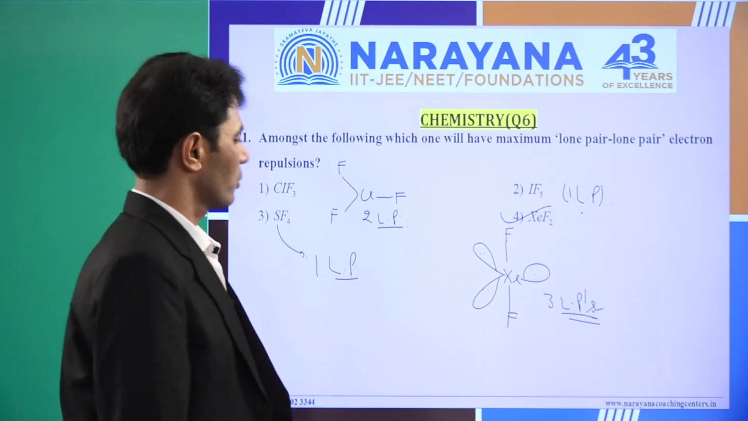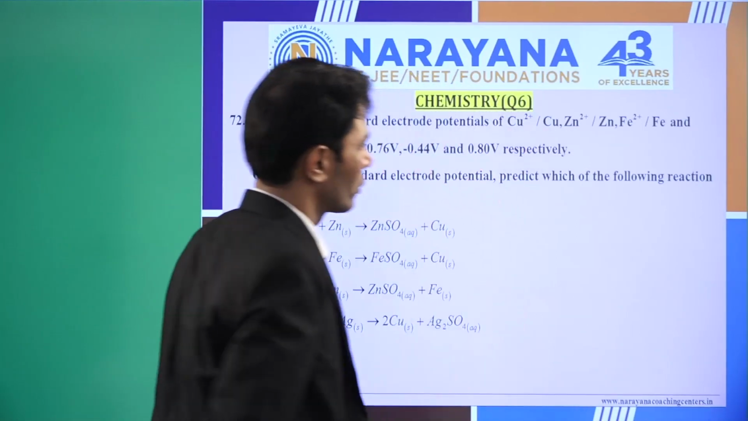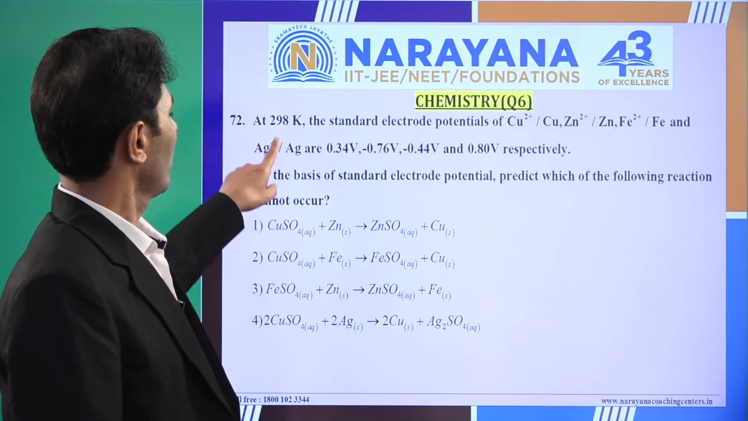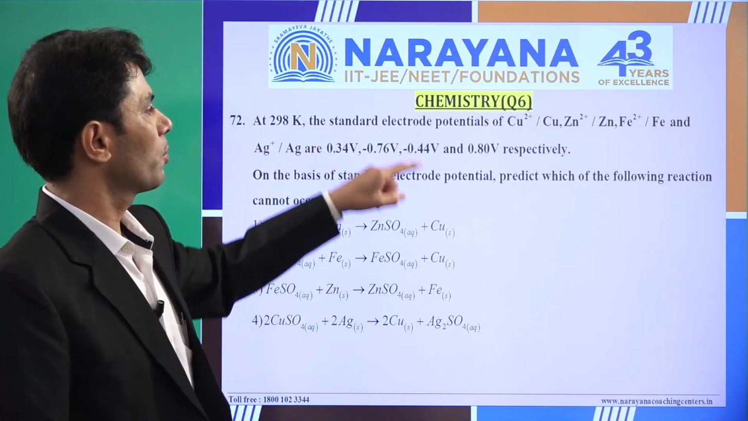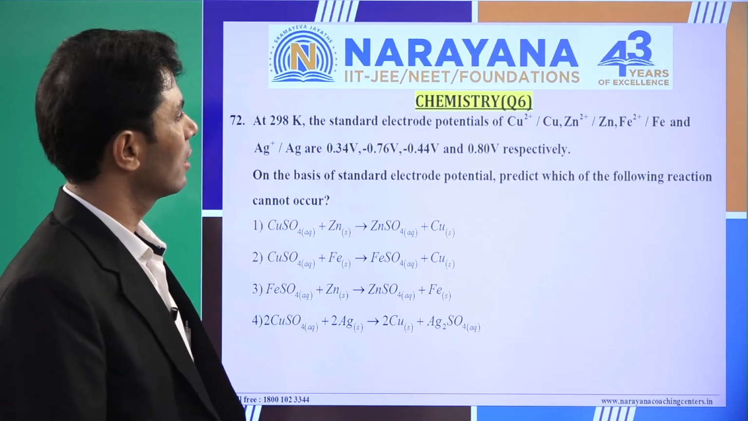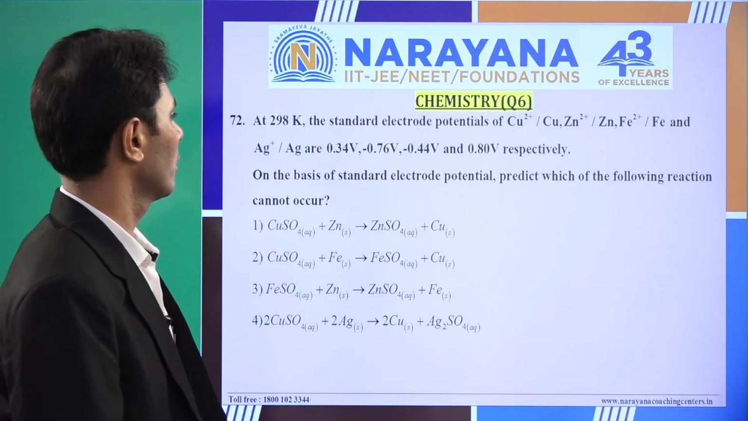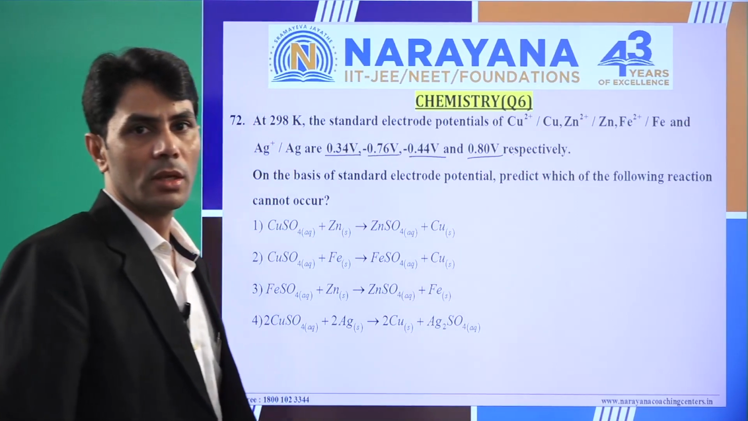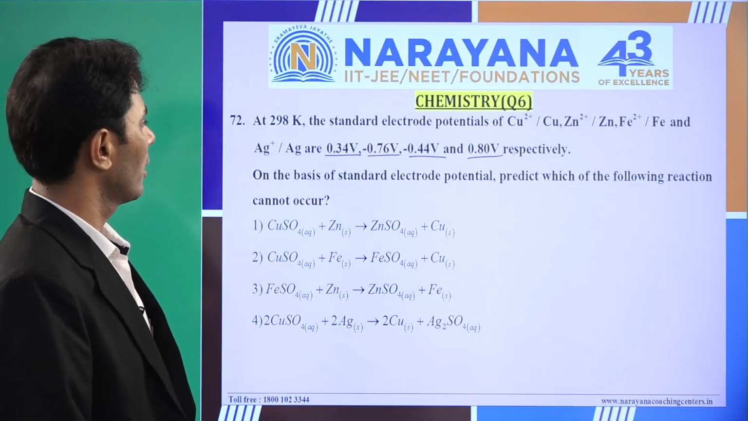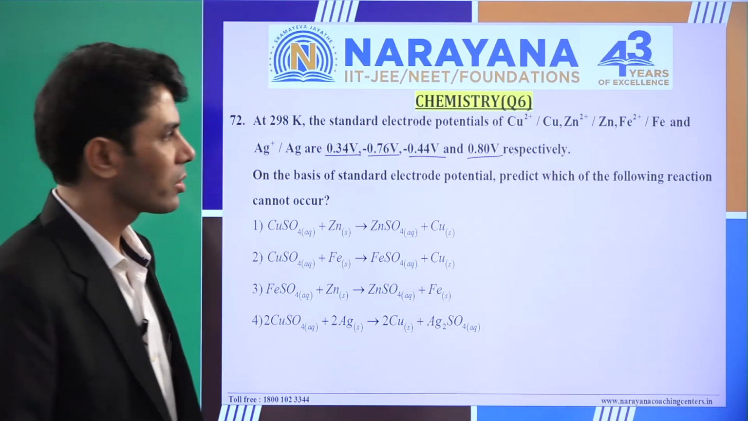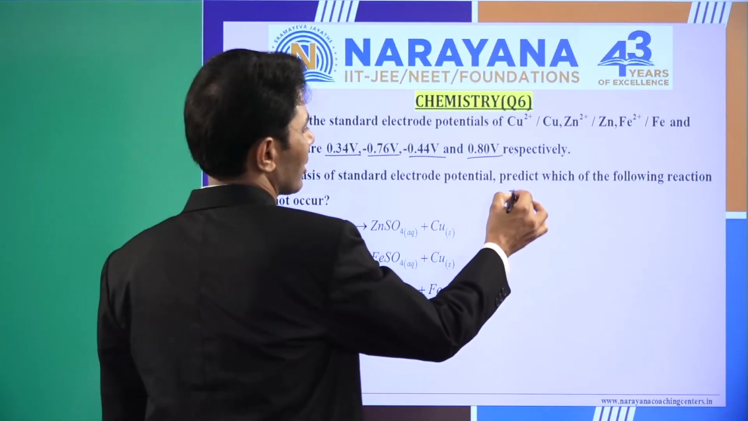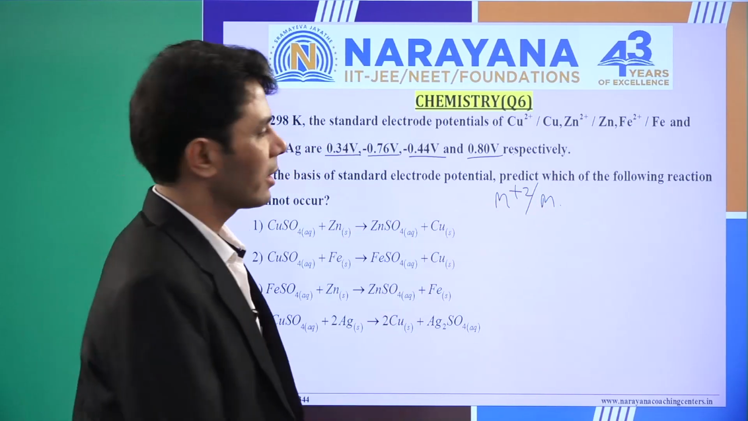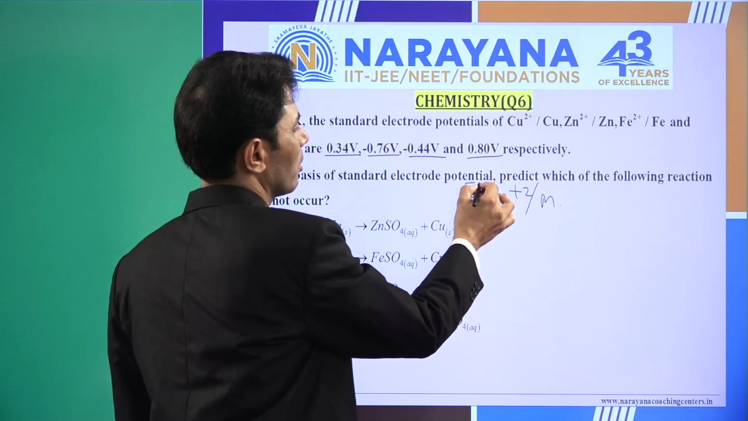Okay, the next question. They are saying that at this temperature the standard electrode potentials for copper, zinc, iron and silver are given these values, respectively. These are 4 different elements and the SRP values are given, because they are saying M+ or M2+ to M. It means reduction potential, standard reduction potential.